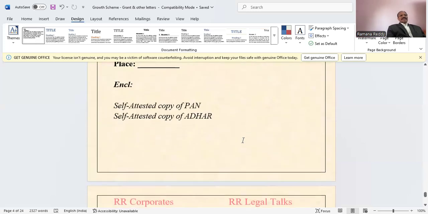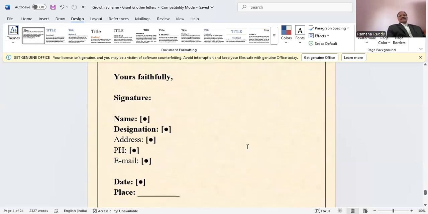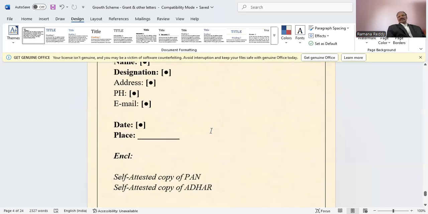This is the entire detail of the covering letter and the grant letter, how the grant letter will be, and all the enclosures we have explained. Along with the enclosures, we also supply the scheme and we also give the website details. So the employee can visit the website of the company.